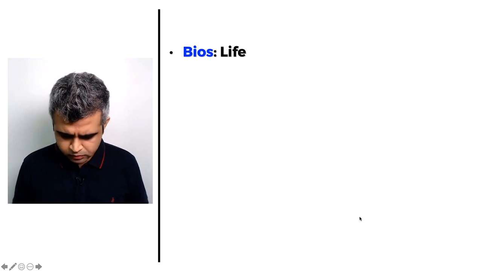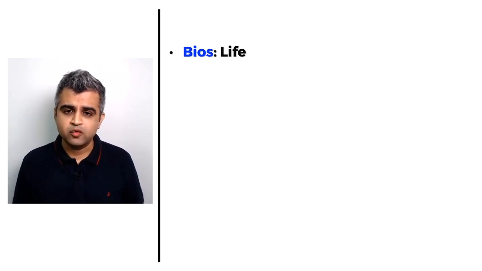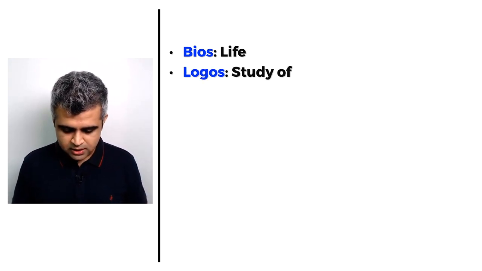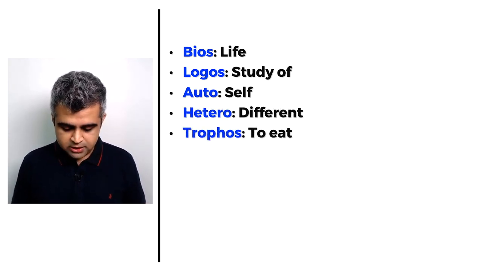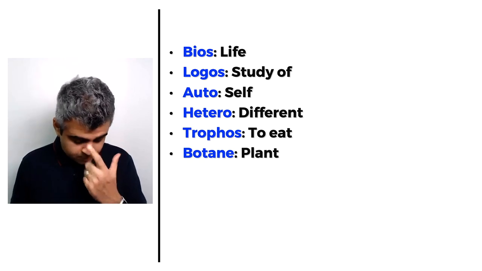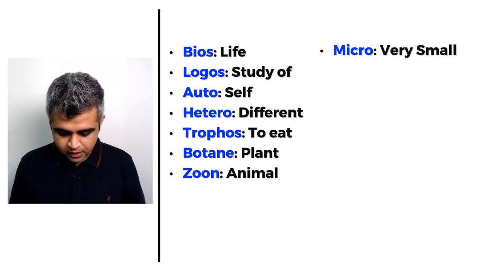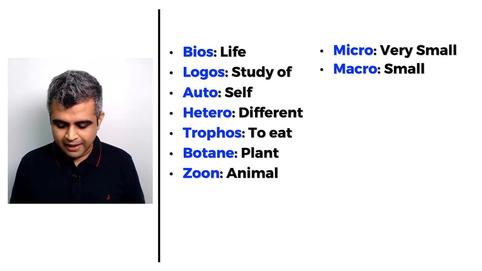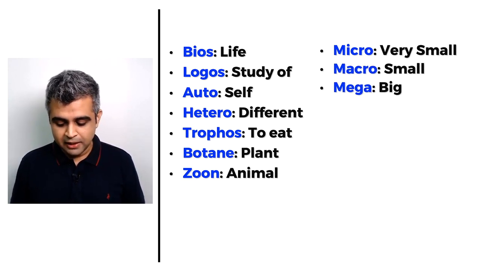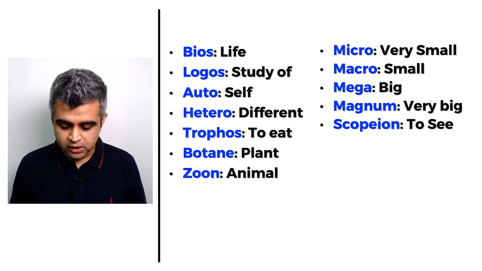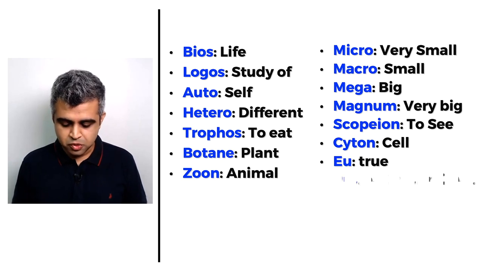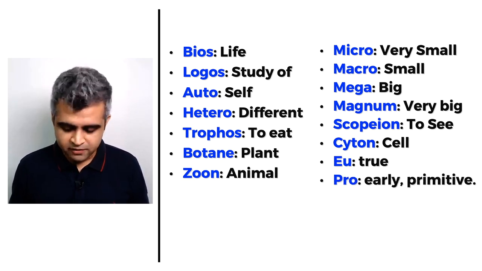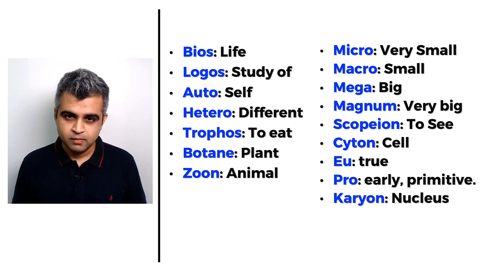But before that, we need to have a quick recap of all the Latin words we have done so far. So we have seen bios is life, logos is study of, auto is self, hetero is different, trophos is to eat, botan is plant, zoon is animal, micro is very small, macro is small, mega is big, magnum is very big, scopion is to see, cyton is cell, you have eu which means true, pro which means early or primitive, and karyon which means nucleus.